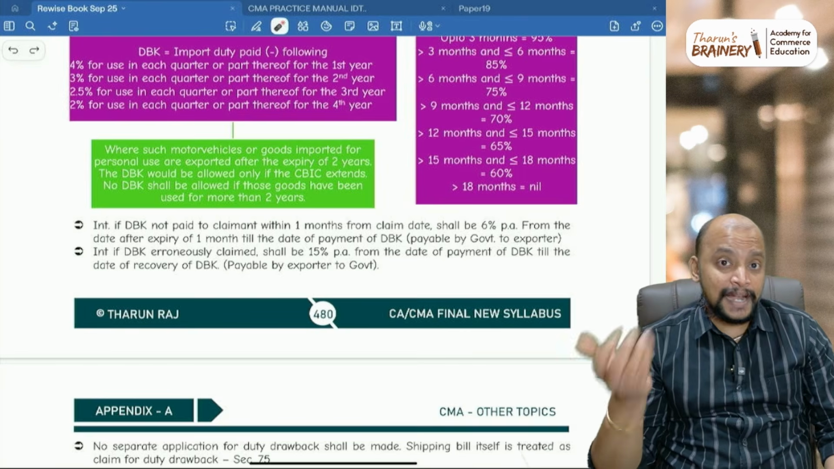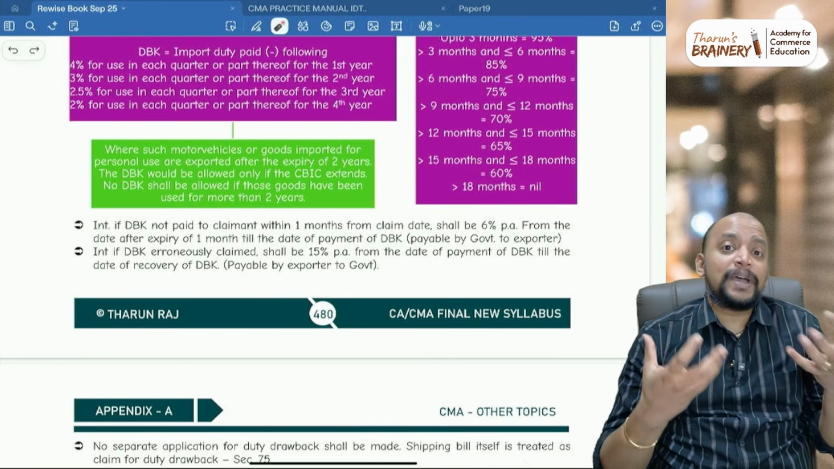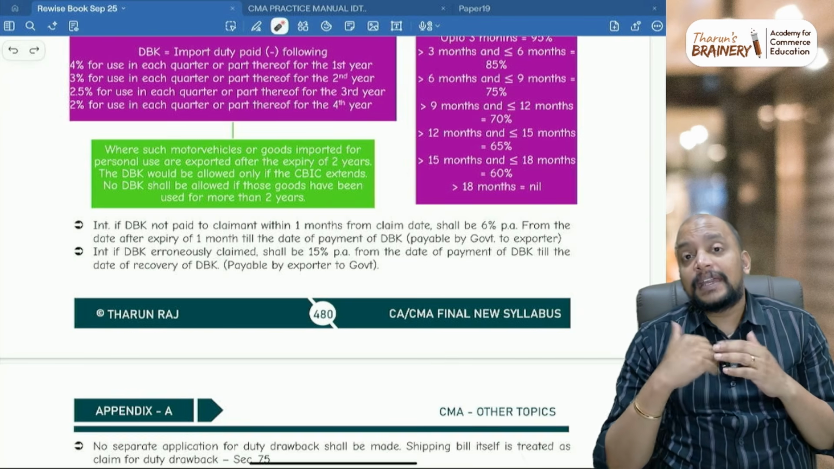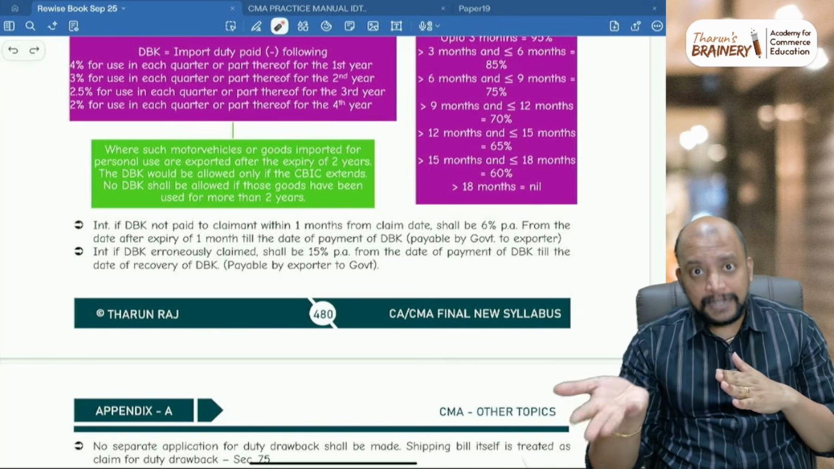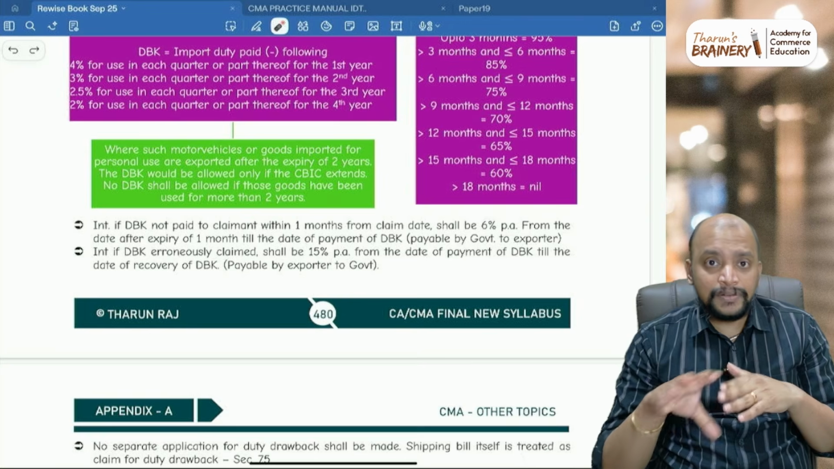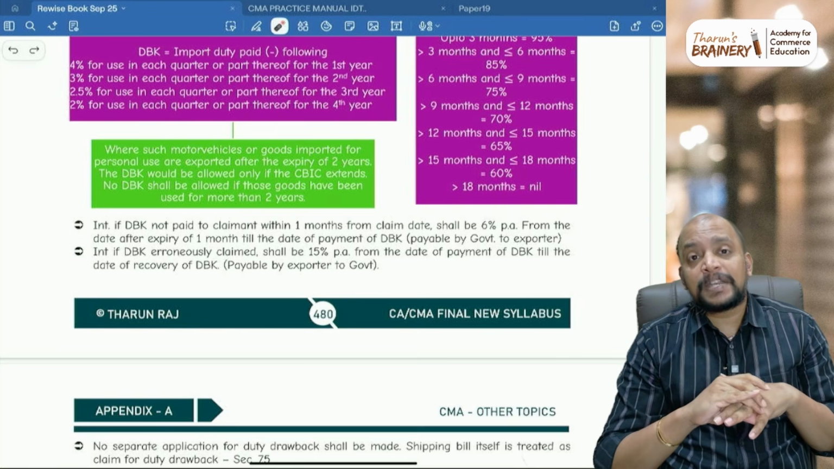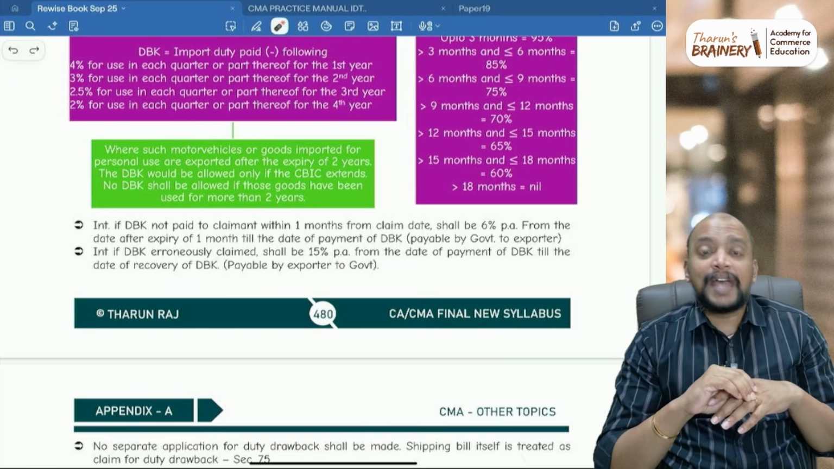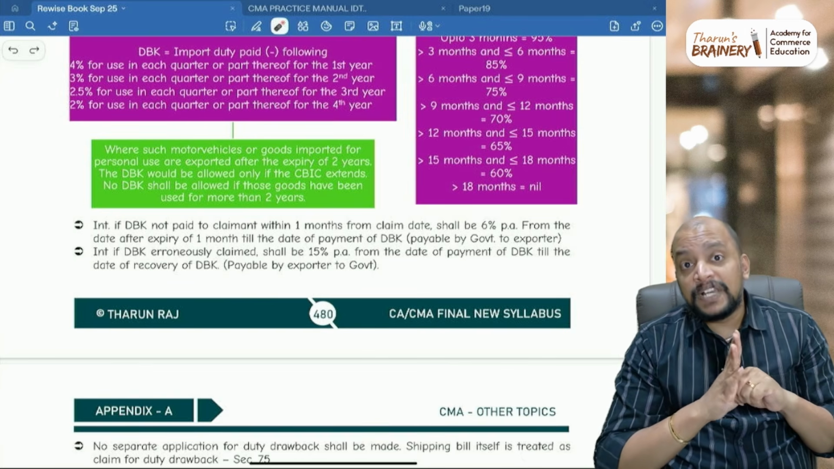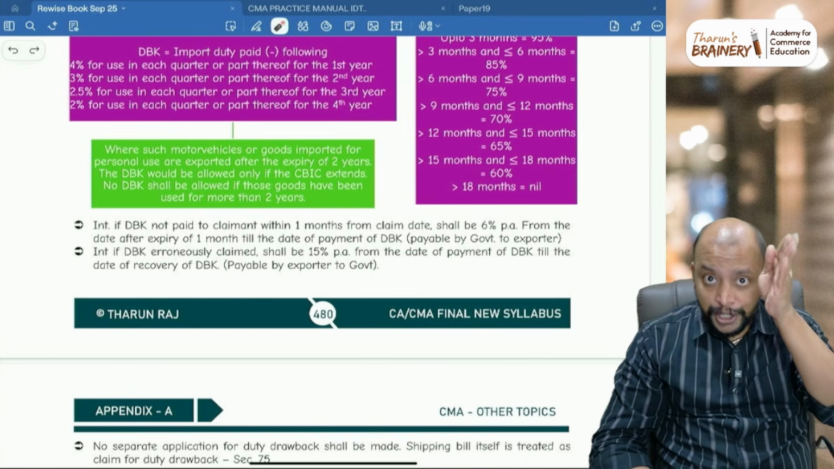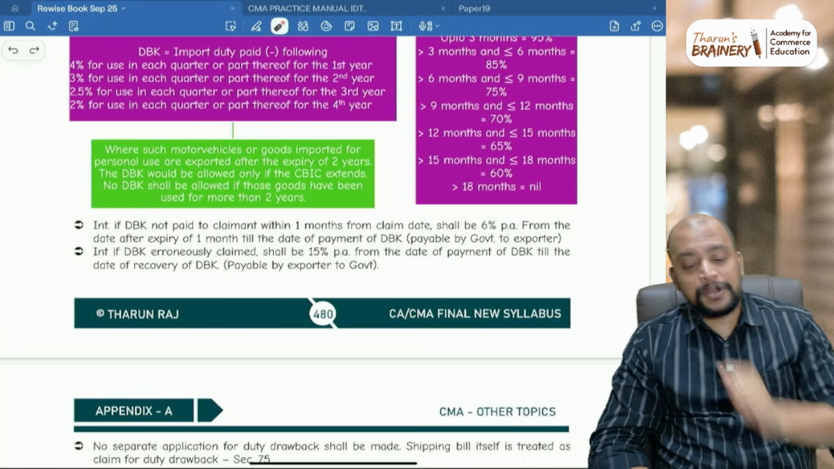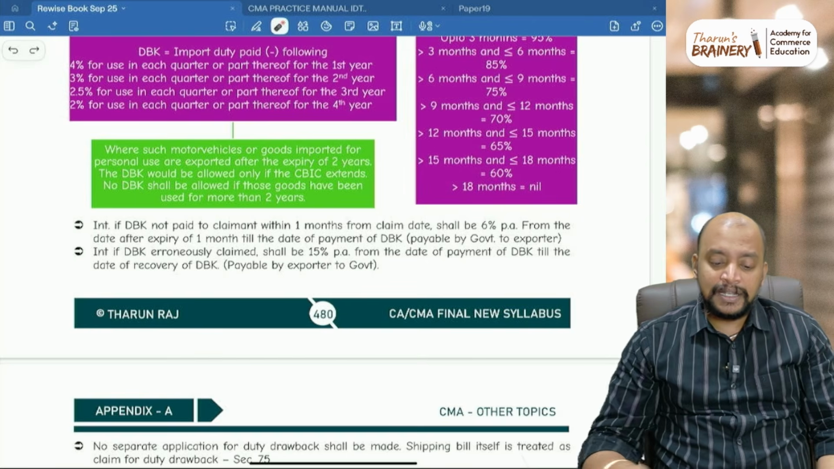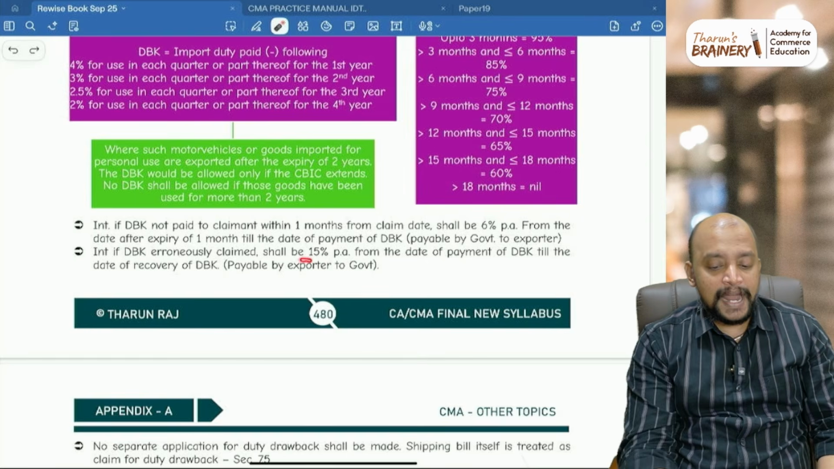Okay. Sometimes I may claim duty drawback erroneously. Wrongfully, I may claim the duty drawback. Then in that case, I have to pay back the amount along with interest at the rate of 15% per annum. Whenever we pay interest to government, it will be 15% per annum. That 15% per annum will be from the date I got the duty drawback till the date I am paying the duty drawback. Interest if duty drawback erroneously claimed shall be 15% per annum.